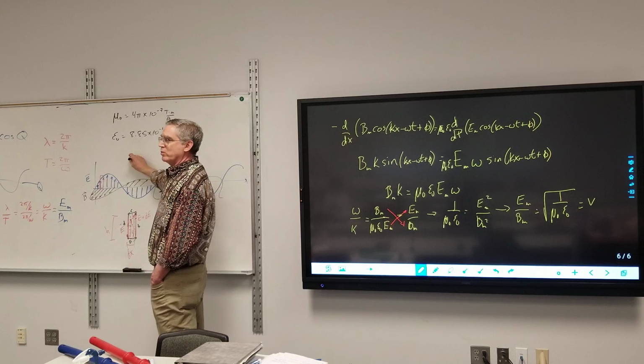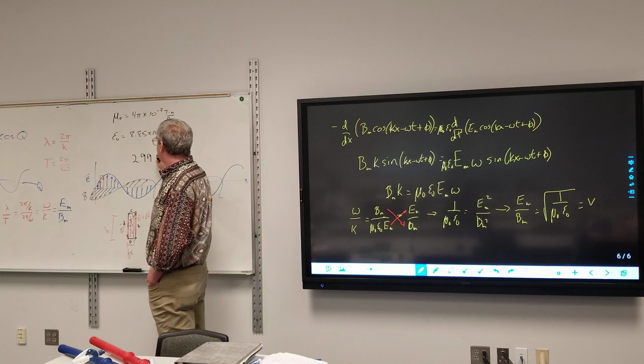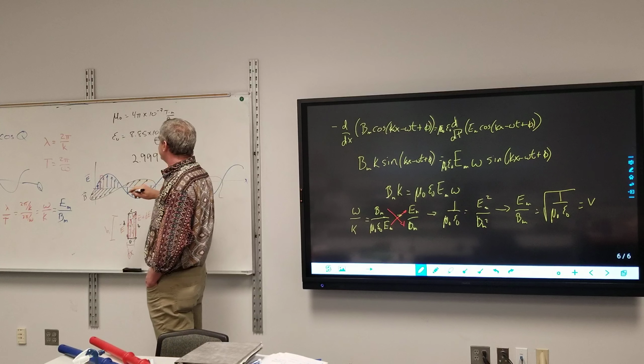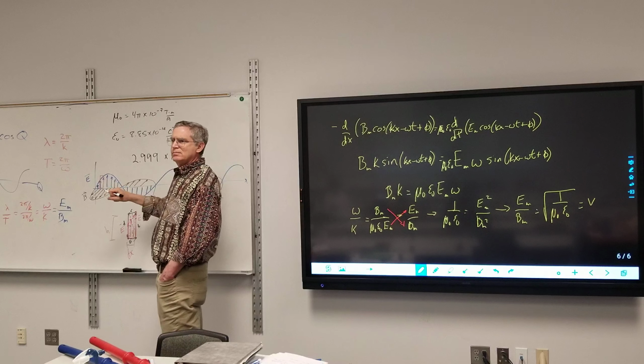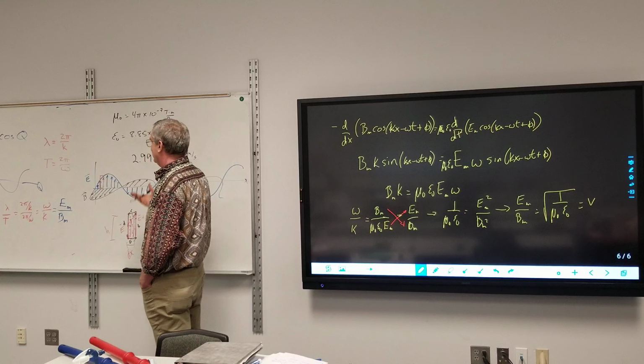I guess you forgot to take the square root. Yeah, 2.999 times 10 to the 8. Units? Meters per second. Yep. Of course, given those units.